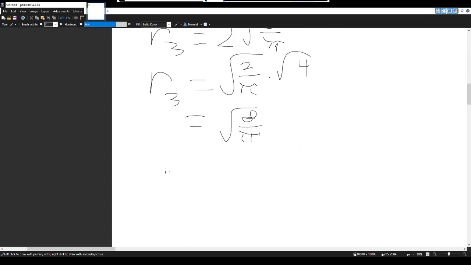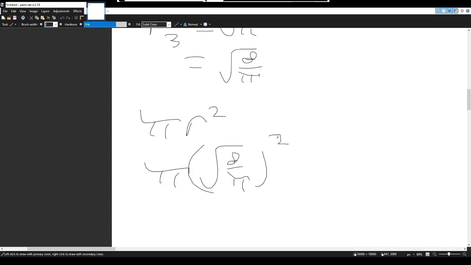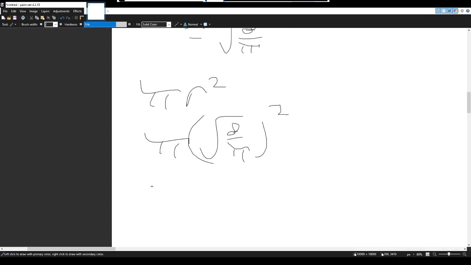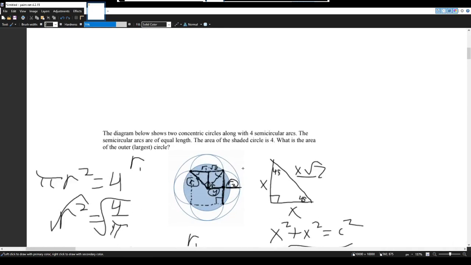So if this is the radius, then we can just plug that into pi r squared: pi times root 8 over pi, squared. Obviously, the square is going to cancel out with the square root. So we're just going to have pi times 8 over pi. And obviously, these are going to cancel, and we get just 8. So that means the area of this big circle, that's an A for area, is 8.